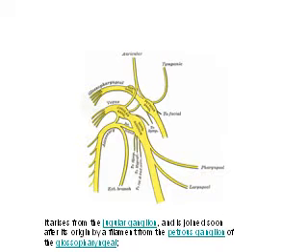Let us have a look at the Arnold's nerve. The Arnold's nerve arises from the jugular ganglion and is joined soon after its origin by a filament from the petrous ganglion of the glossopharyngeal nerve.